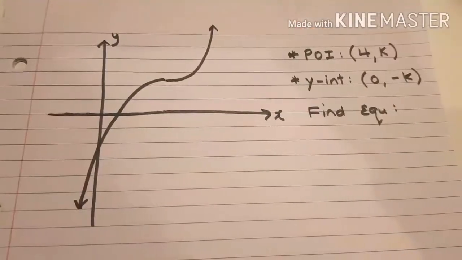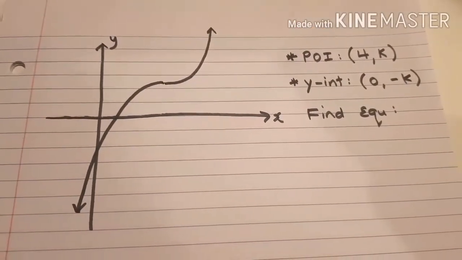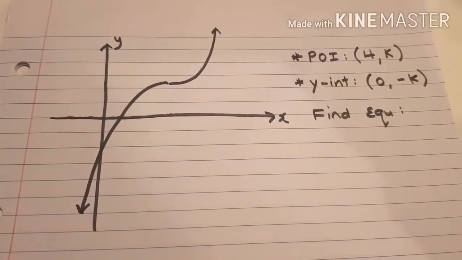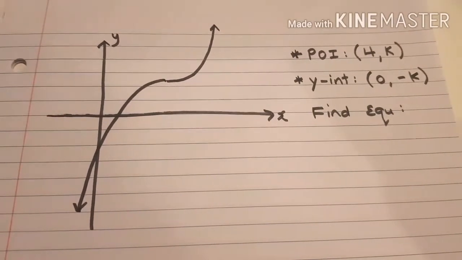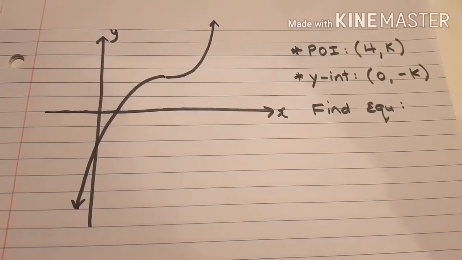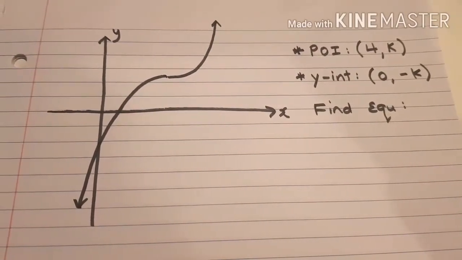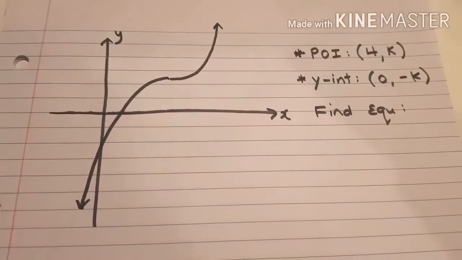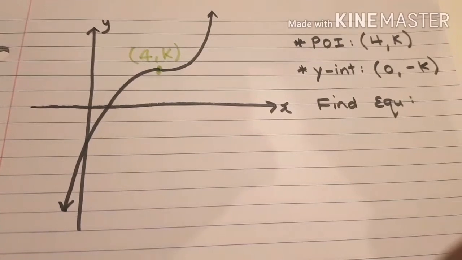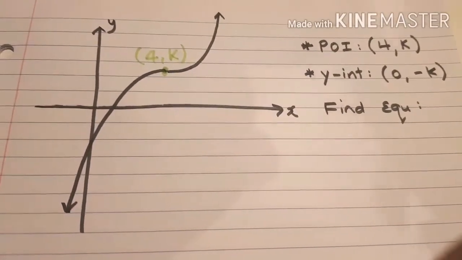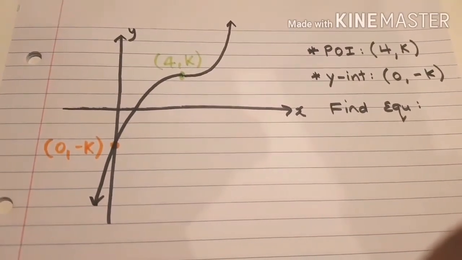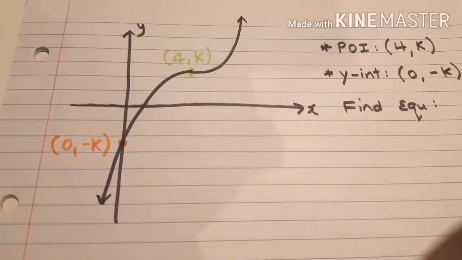Okay, so let's have a look at doing this question. It's cubic this time. They gave us some values. It said P of Y is 4, K, and it's crossing the y-axis at 0, -K. So P of Y, that's over there, 4, K. And it's crossing the y-intercept. There you go.